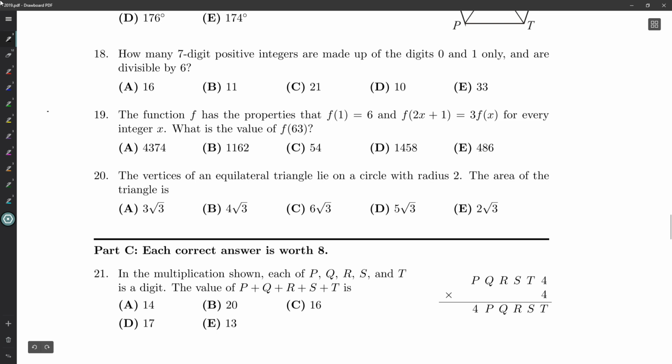We're looking at question number 19 now on our 2019 Fermat paper. The function f has the properties that f of 1 is 6, and f of 2x plus 1 is 3 times f of x, for every integer x. What is the value of f of 63?